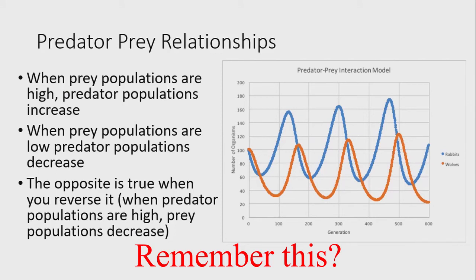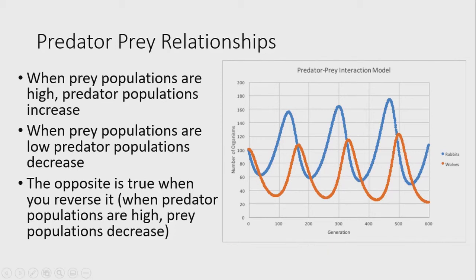And one way to visualize this relationship is with this graph. This is a pretty standard predator-prey graph, and we can start at really any point, but let's say we're starting here at the top. So here is a point. Blue line is rabbits, the orange line is wolves. So right here we have lots and lots of rabbits, right? This is representative of how many rabbits are in the population.